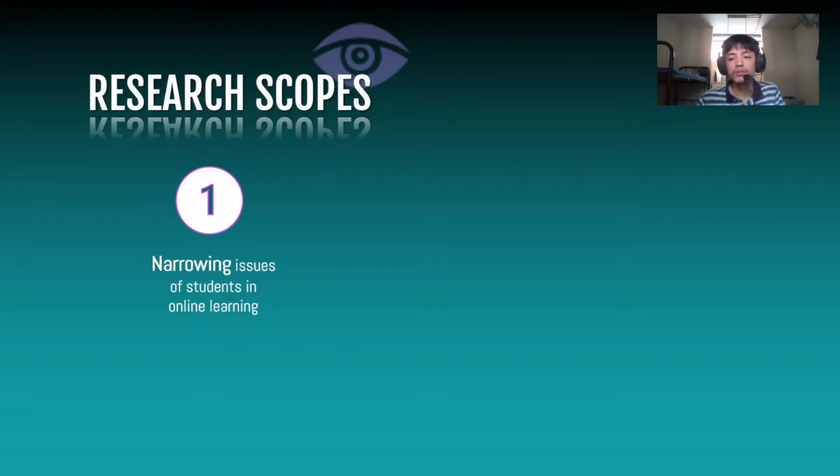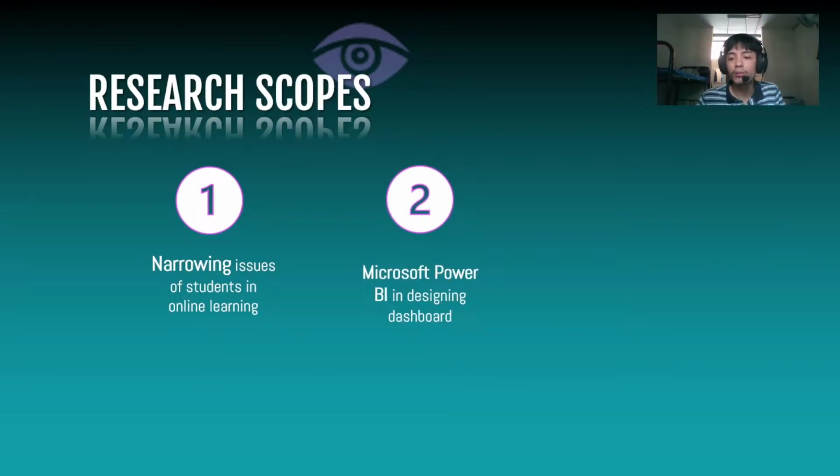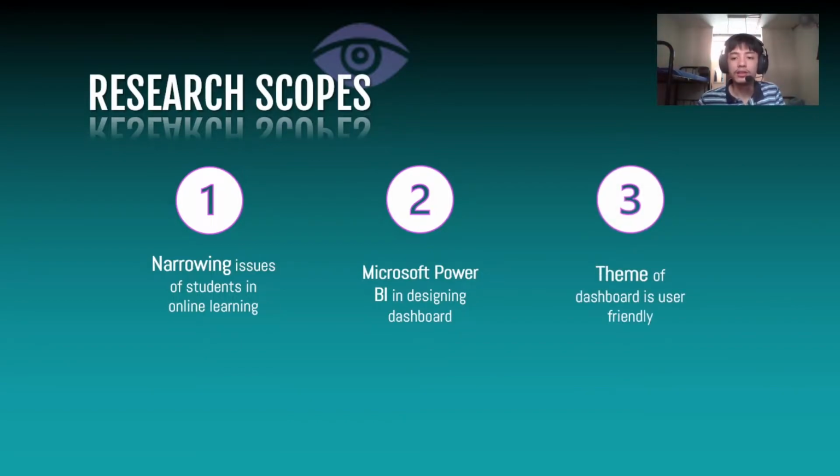The research scopes were identified to make sure the final prototype of the dashboard is consistent and delivered to the users. The issues of online learning have been narrowed and are easy for users to identify and perceive every information. Secondly, the dashboard is created using only Power BI because this is the best free data visualization tool. And finally, the color, shapes, and elements arrangement in the dashboard have been designed to be as user-friendly as possible.